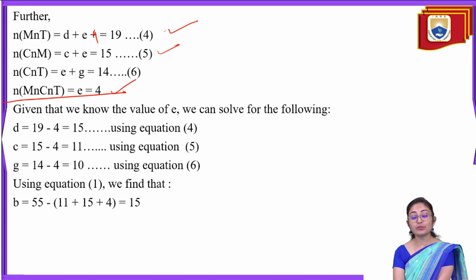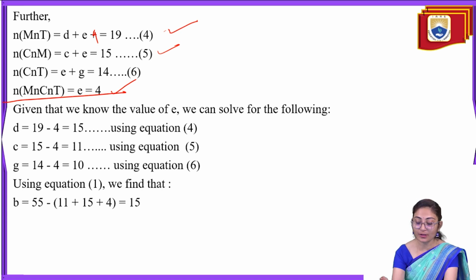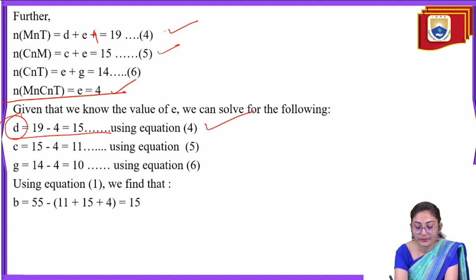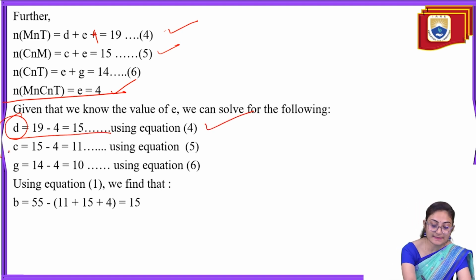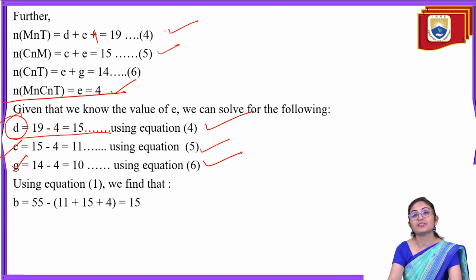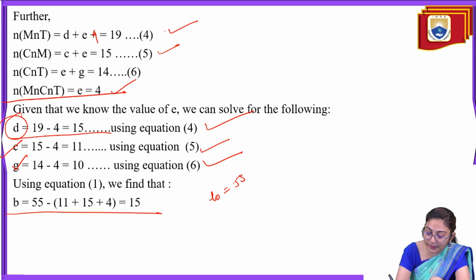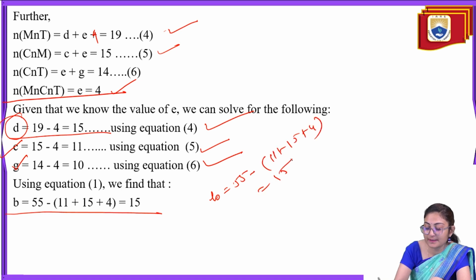So given that we know the value of E, we can solve the following. D is 19 minus 4, that is 15. C is 11, and G is 14 minus 4. So using equation 1, we can find out the value for B. That is, B is equal to 55 minus 11 plus 15 plus 4, that is 15.